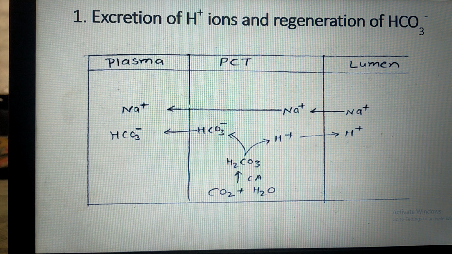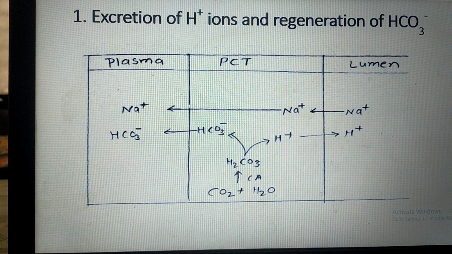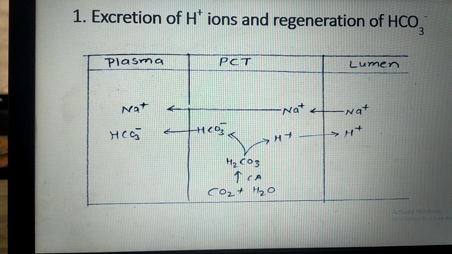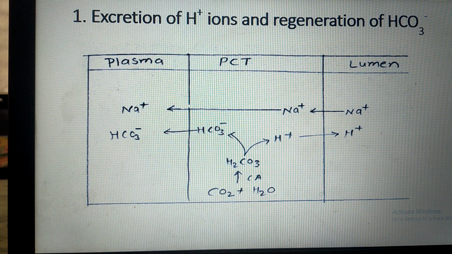Now this positively charged sodium and negatively charged bicarbonate then enter into the plasma to maintain the electrical neutrality. So what happens in this mechanism? If you see, H plus ions are entering into the lumen, means entering into the urine, and bicarbonate ions are entering into the plasma, means they are entering into the body. So what is the name of this mechanism? Excretion of H plus ion and regeneration of bicarbonate ions.